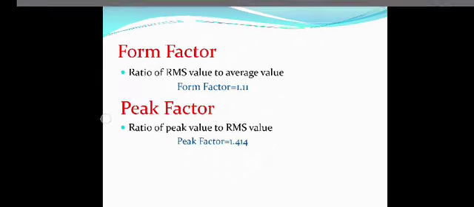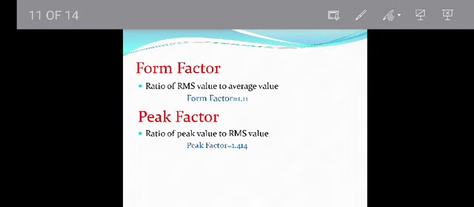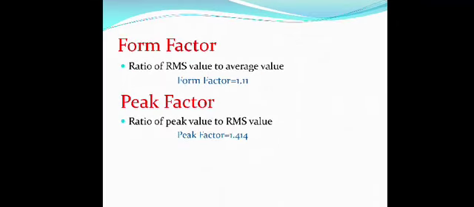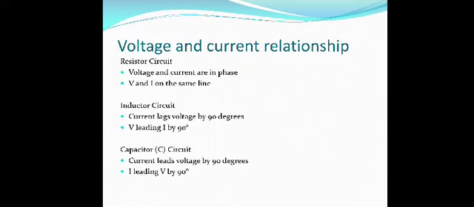Next, coming to the definition of form factor. Earlier, we have discussed RMS value and average value. The ratio of RMS value to average value gives the form factor, and its value is 1.11. Peak factor. Peak factor is the ratio of peak value to the RMS value, and its value is 1.414.